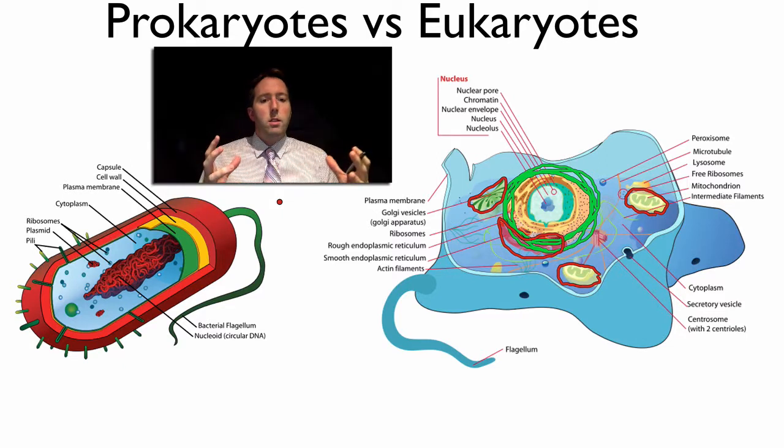Eukaryotics, complicated cells, the cells in you and me, they are far bigger, far more complicated, and they're often found in multicellular organisms like us, so organisms with many, many cells. So that's a little bit of the similarities between all cells, but also some of the differences between prokaryotic cells and eukaryotic cells.